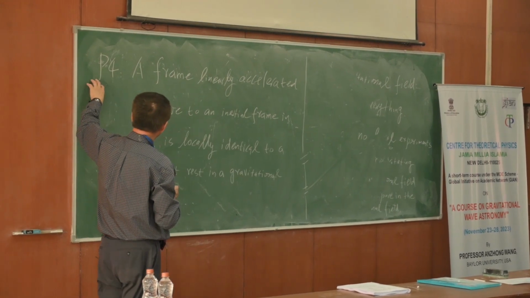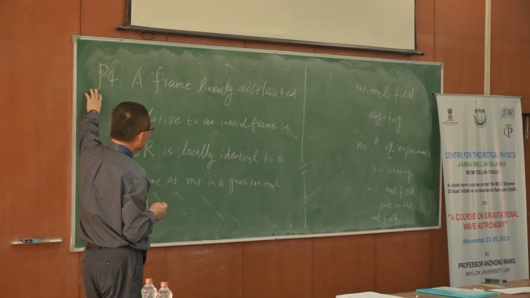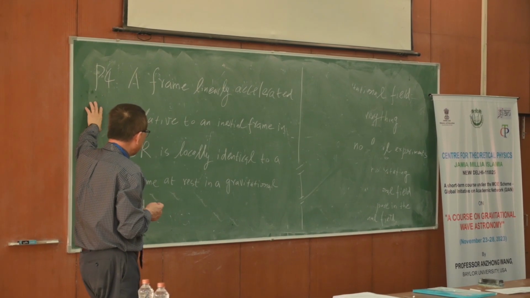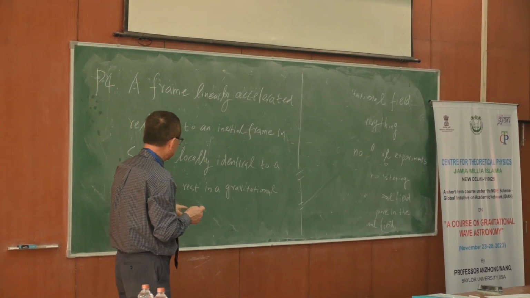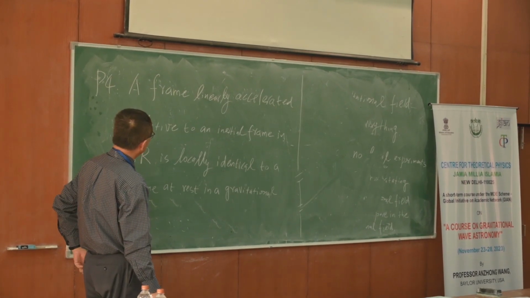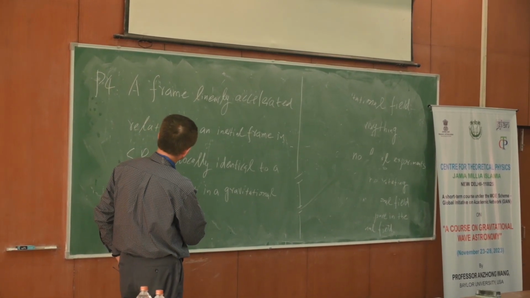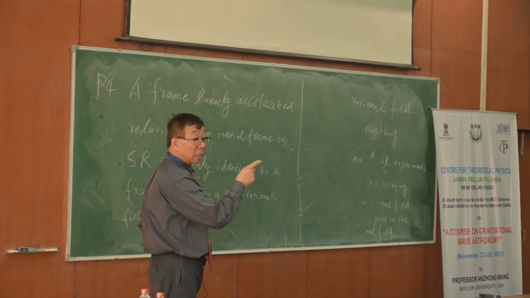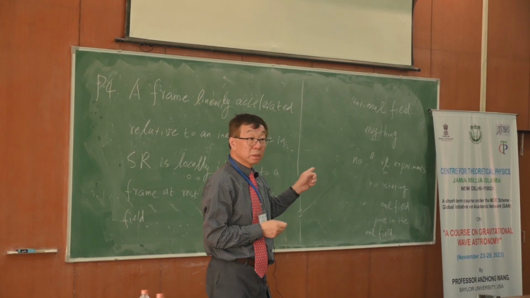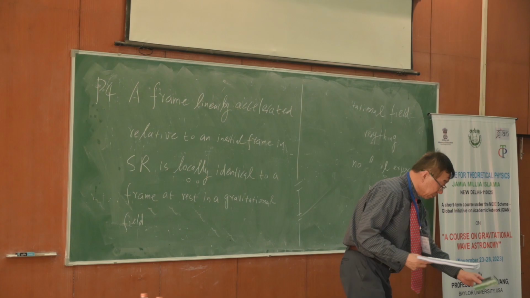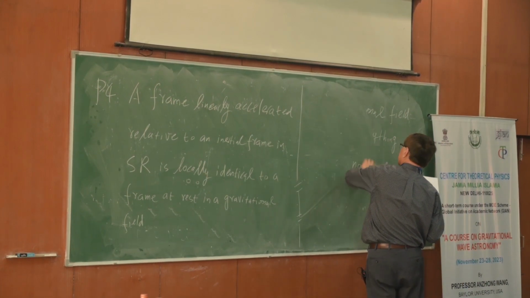Which is a linear accelerator relative to one inertial frame, in this case relative. It is locally identical to a frame at rest in a gravitational field. This gravitational field is uniform. Here again, you see there's another word, locally. This is the same meaning as what I just said in P3. This is local. The locally, this is what I'm going to draw a picture with you.